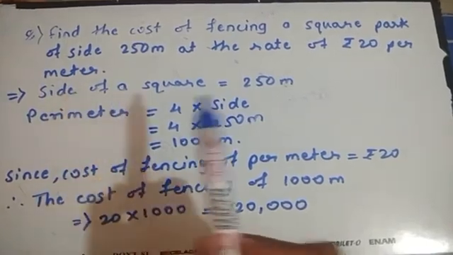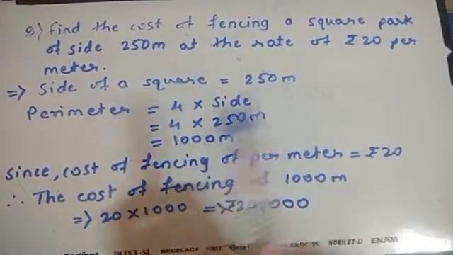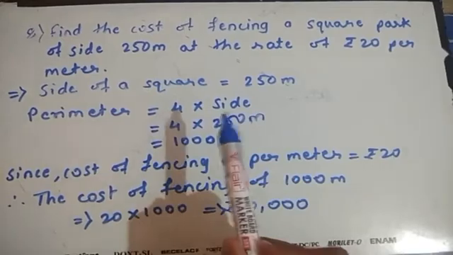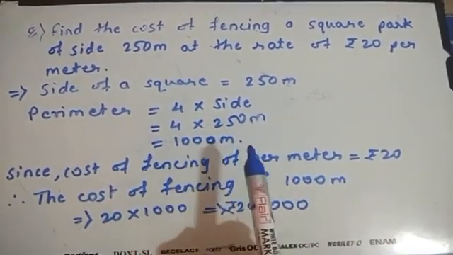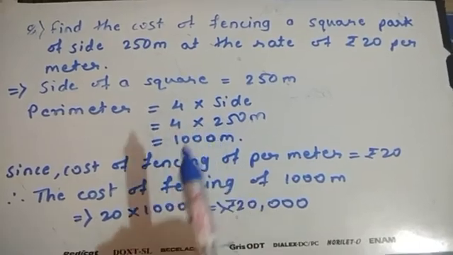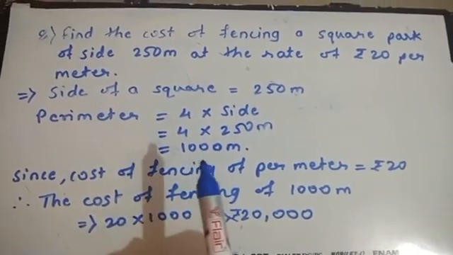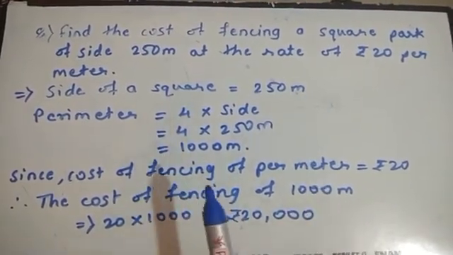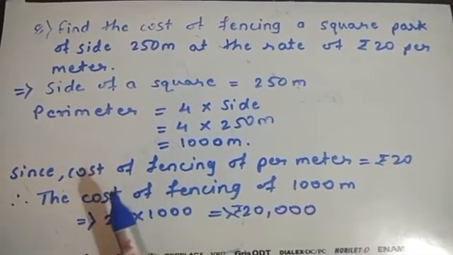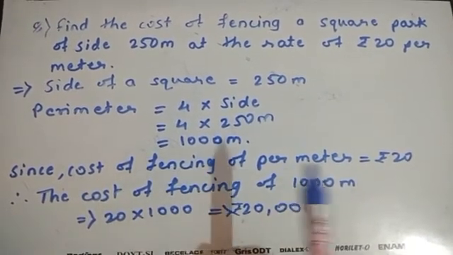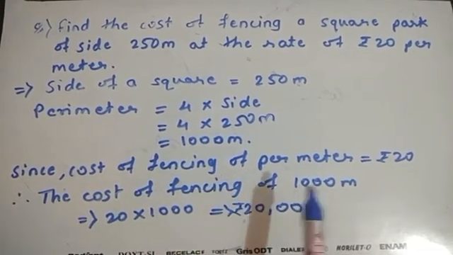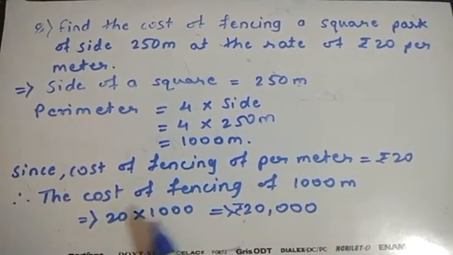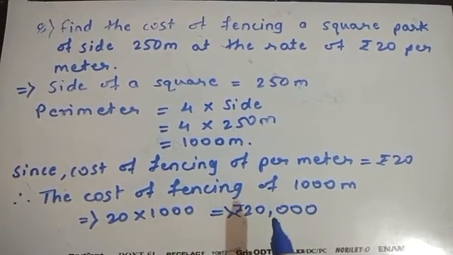Therefore, the side of the square is given, that is 250 meter. Perimeter is equal to 4 multiplied by side, that is 4 multiplied by 250 meter, which is equal to 1000 meter, the perimeter of the square. Now we are going to find the cost. Since the cost of fencing per meter is rupees 20, the cost of fencing 1000 meter will be 20 multiplied by 1000, that is rupees 20,000.